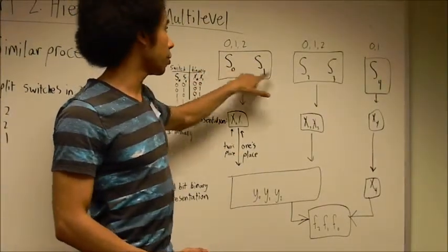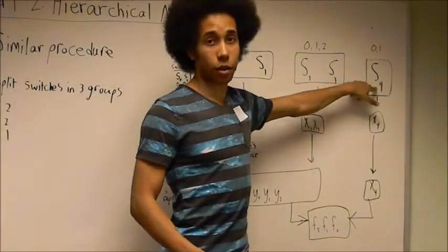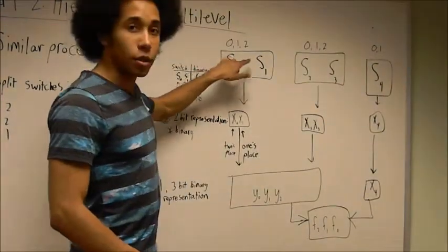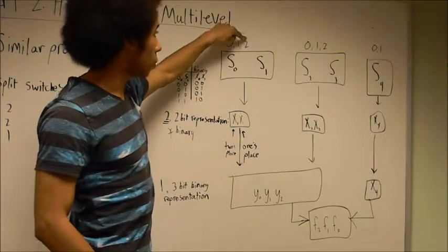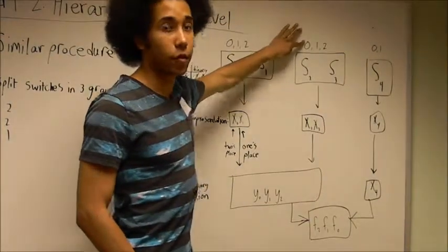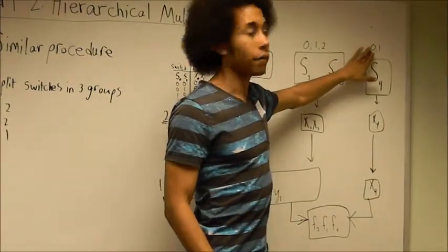So switch 0 and 1 are a group, switch 2 and 3 are a group, and then switch 4 is all by itself. When you just look at these 2 switches, you can either have 0 switches on, 1 switch, or 2 switches can be on. And the same for this one. And then this is just on or off.